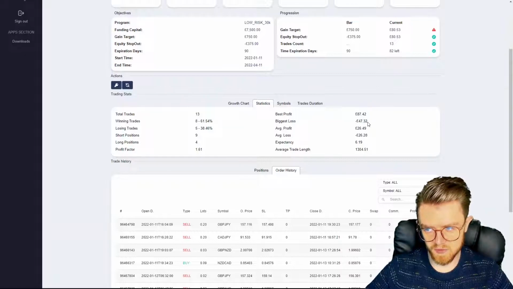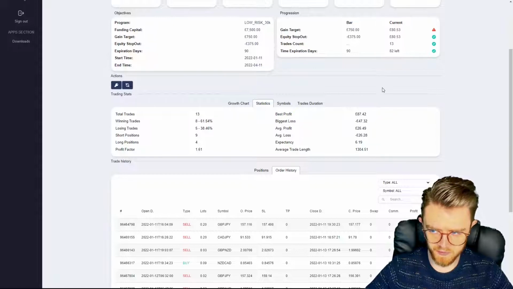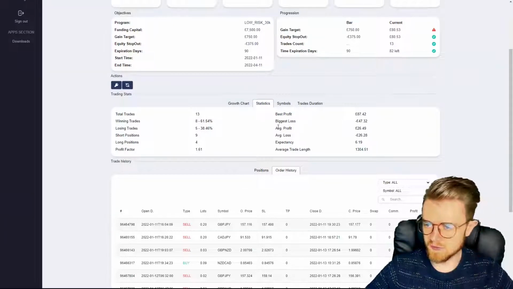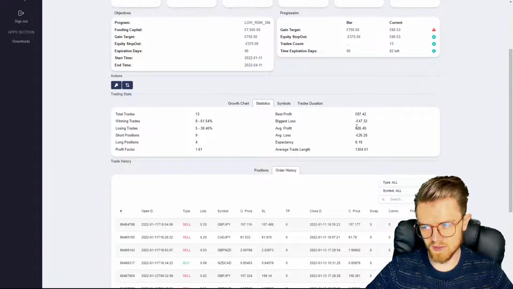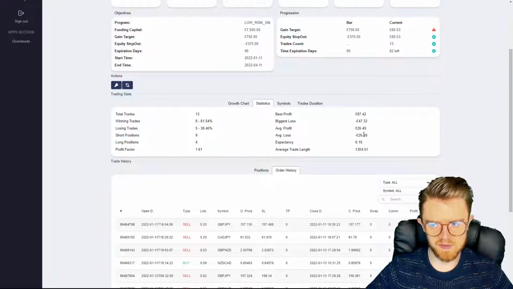So we can see here minus £47.32 is the biggest loss, and the biggest profit is £87.42. You can then see the average profit. Average loss is quite similar in this case, actually. The average profit being £26.49, average loss £26.28, so only just slightly smaller the average loss than the average profit.